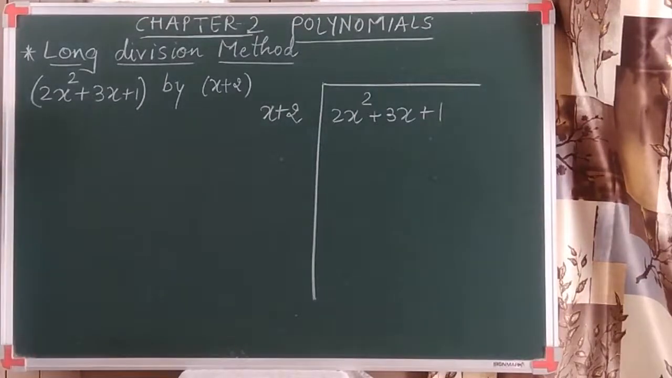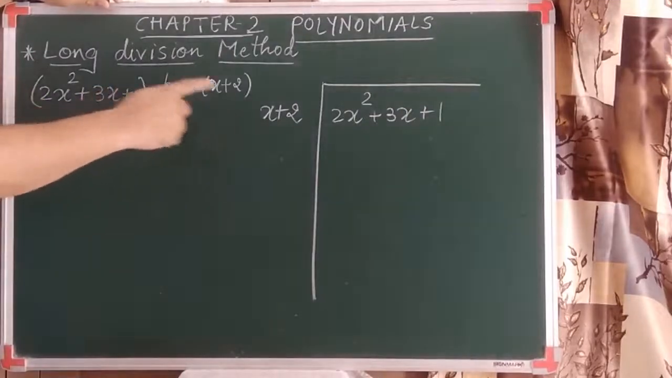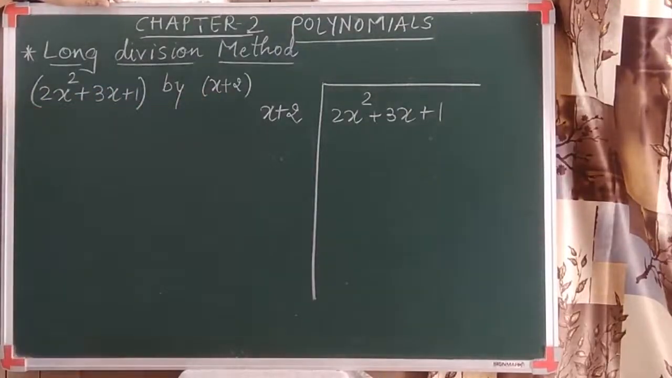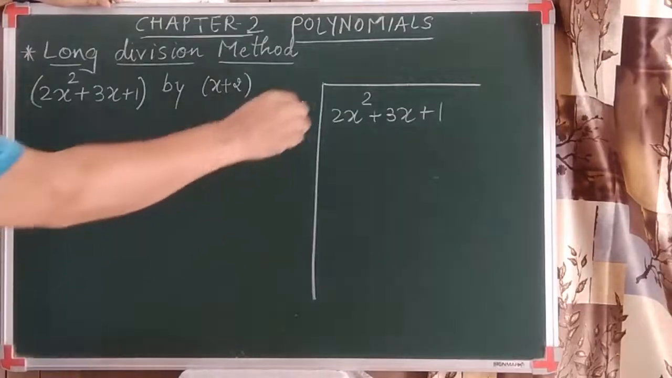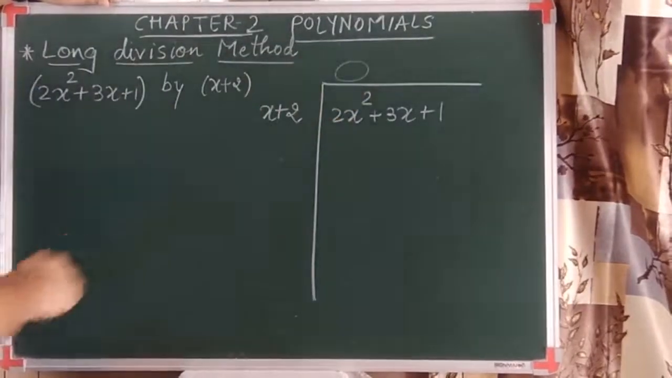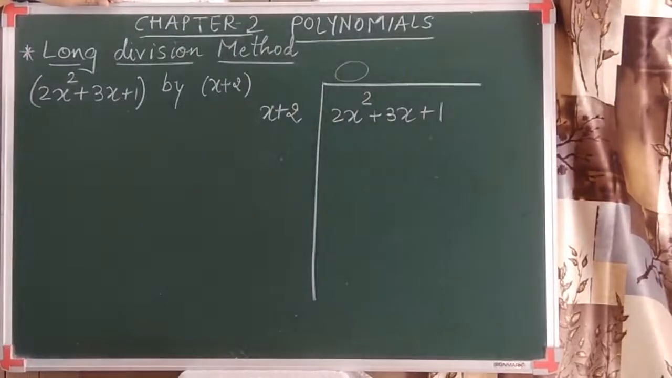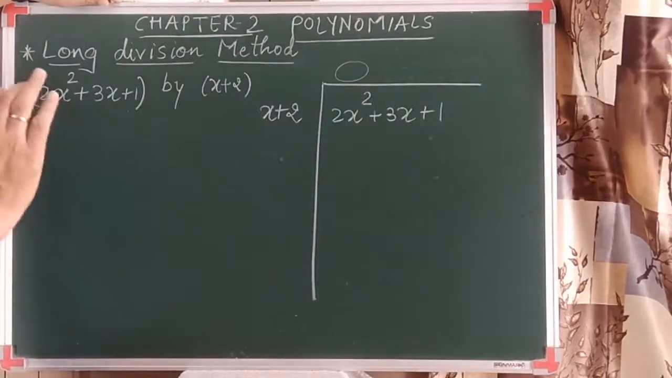So let us recall what we have done in the previous standard. The same method is there, but there will be a few changes in the further questions that we'll see. It's a long division method. That means we have to divide a polynomial with another polynomial. The most important part of this question is to obtain the quotient, that is, what the quotient will come out to be.